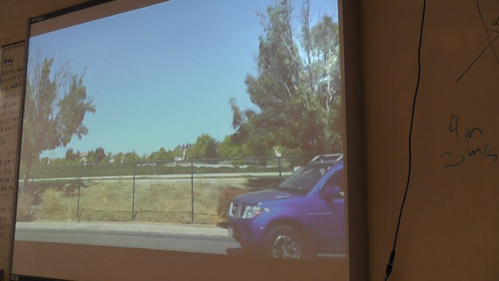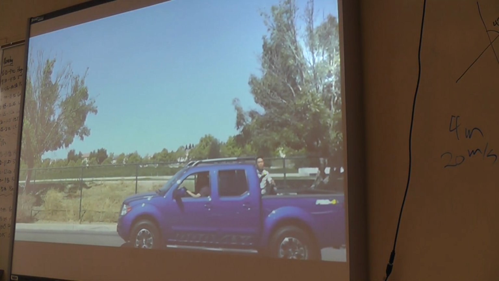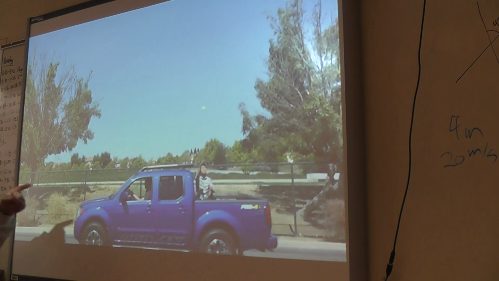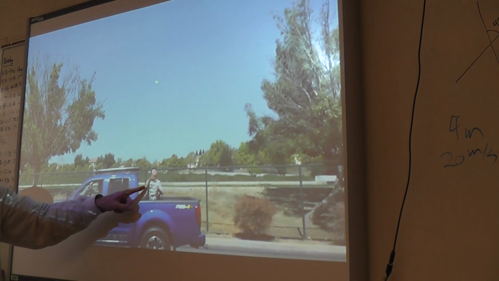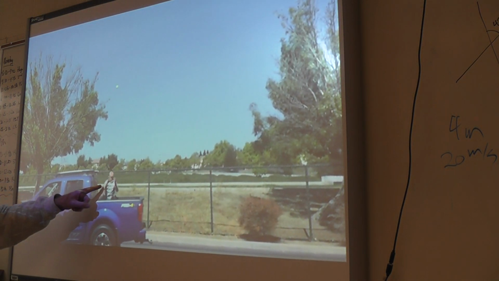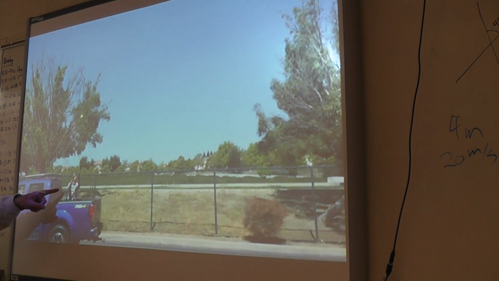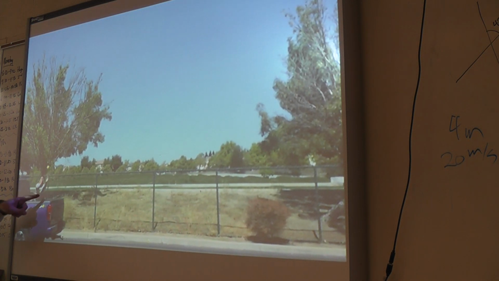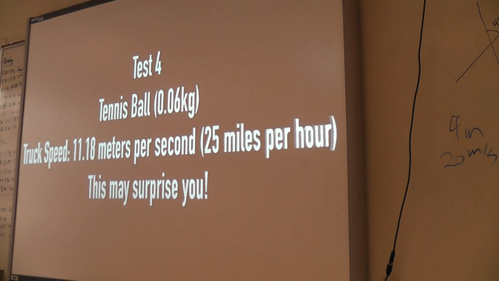Okay, so now let's try it with a tennis ball. Tennis ball goes up, tennis ball comes down, and in slow motion we can see it goes up, it's right above his hand, but it's kind of shifting its position, and he has to shift to be able to catch it. And it's not until the truck speed is increased to about 25 miles an hour that things break down.